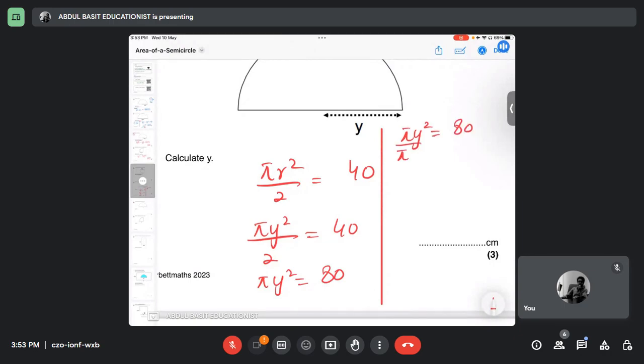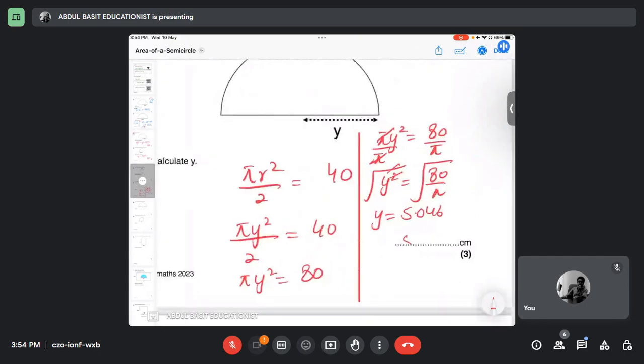Now divide by pi on both sides first of all, and now take square root. y squared is equal to 80 divided by pi, taking square root on both sides. So y is alone now. So use your calculator, press square root button, then press fraction button, write 80 in the numerator, write pi in the denominator. 5.04, sir. 5.046, and okay, so we have to write 5.04.